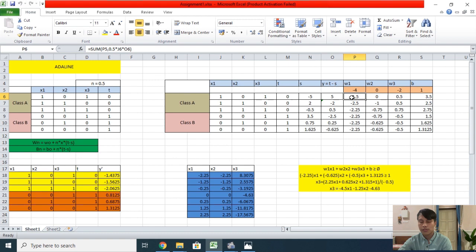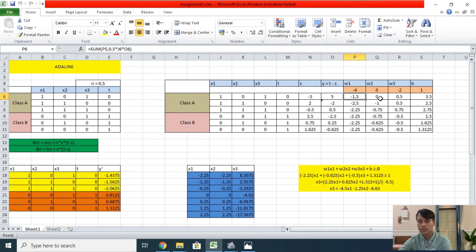Next, we need to find the W1. The formula is W1 is W old plus N, which is 0.5, times the x, and times t minus s, which is 5. So negative 4 plus 0.5 times x1 and times t minus s, 5. So that's why we get negative 1.5.